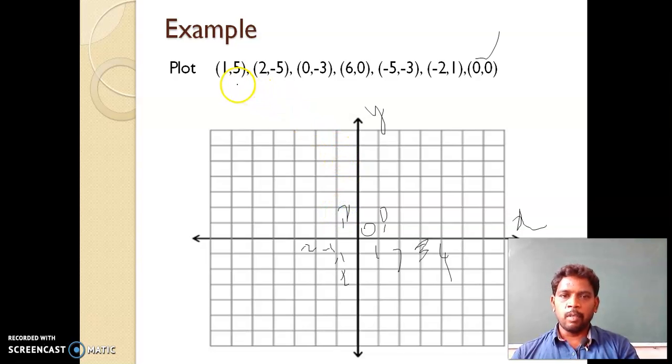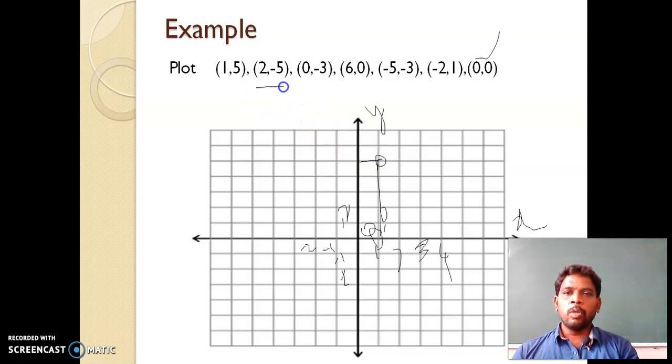Okay, so 1 comma 5: x value 1 is here, and y value 5 means, here 1, 2, 3, 4, 5, so it will be here. Okay, so y value 5 and x value 1. So this is the position of 1 comma 5, right? This is the position of 1 comma 5.